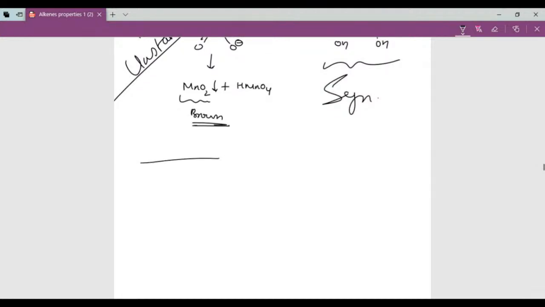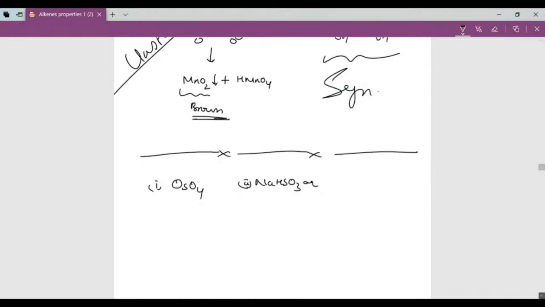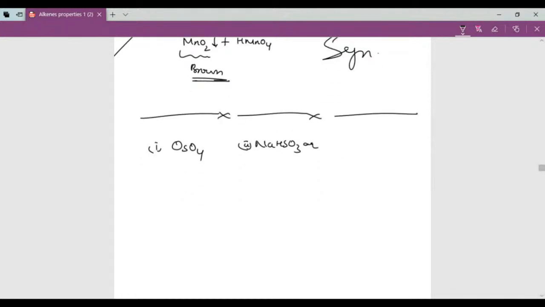We can use some other reagents also in place of KMnO4. Now, what are those other reagents? The most common is OsO4 followed by aqueous NaHSO3 or Na2SO3, or you can have other reagents to break that also. So, how does OsO4 work?